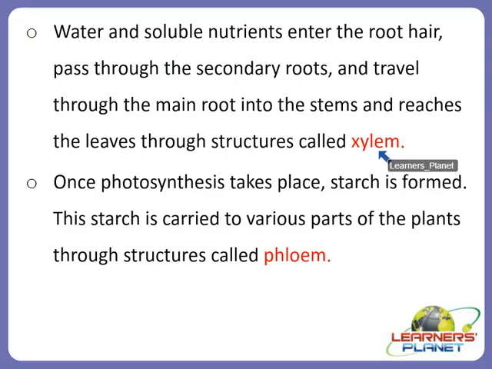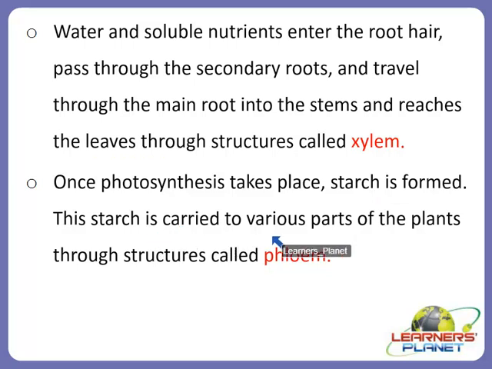But there are other tissues which make it possible for the roots or the root hairs to absorb the water from the soil, and they are termed xylem and phloem. So what is actually xylem and phloem? Let us discuss. Water and soluble nutrients enter the root hair, and then they pass through the secondary roots and travel through the main root into the stems and reach the leaves through structures called xylem. And once the photosynthesis takes place, starch is formed. That means the food is synthesized.